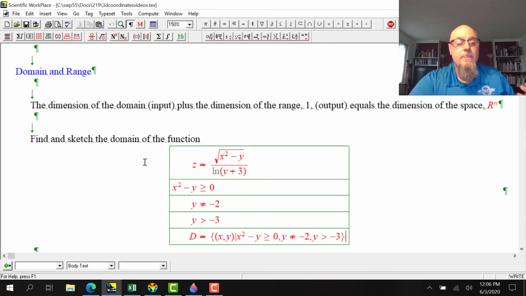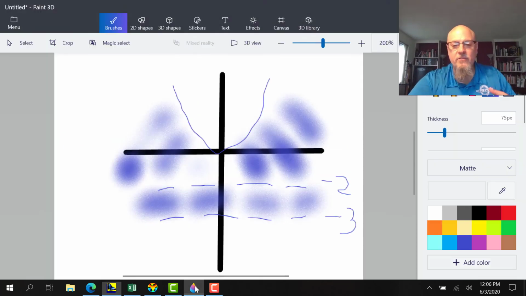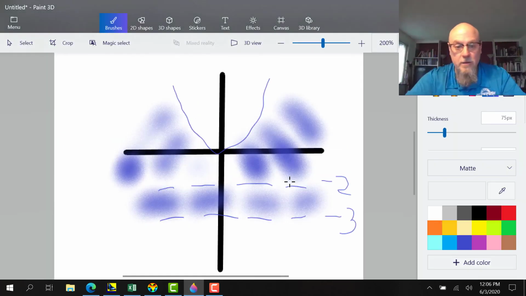Long story short, we didn't ask for the range of this, but I knew it would be one-dimensional. The range is all of the z values. The range is all of R. The domain is a subset of R2, and that's the subset that I tried to draw here.